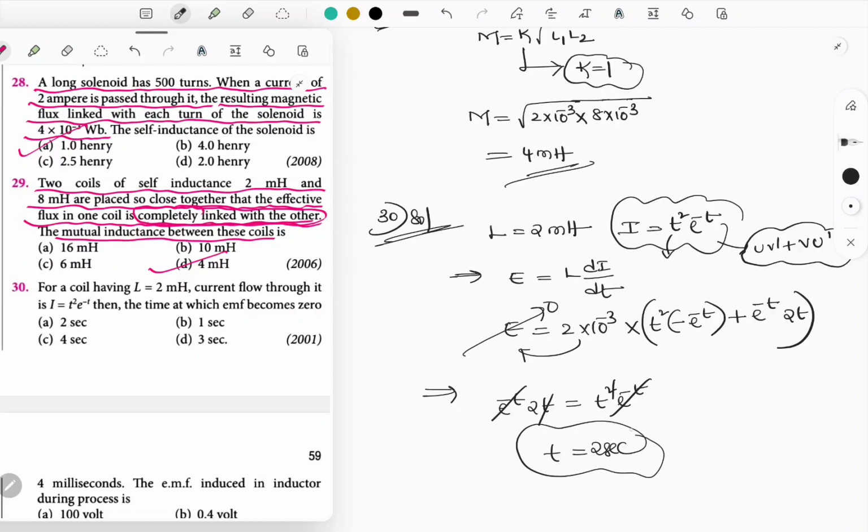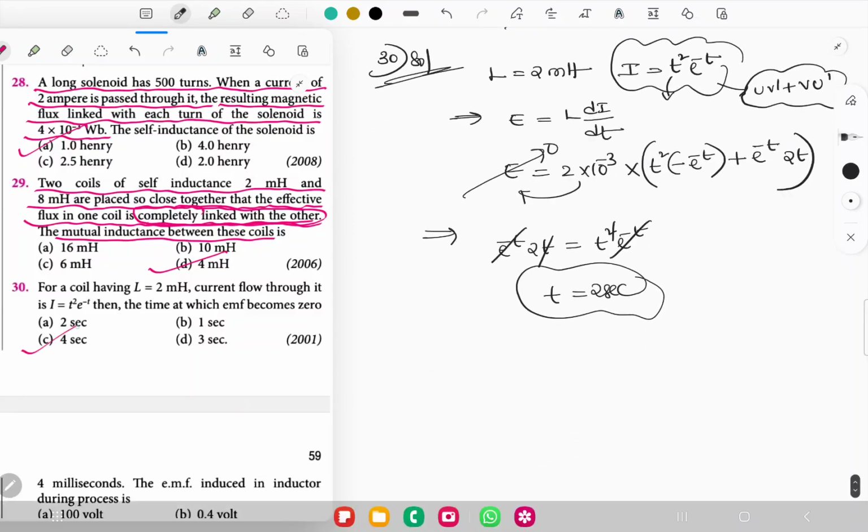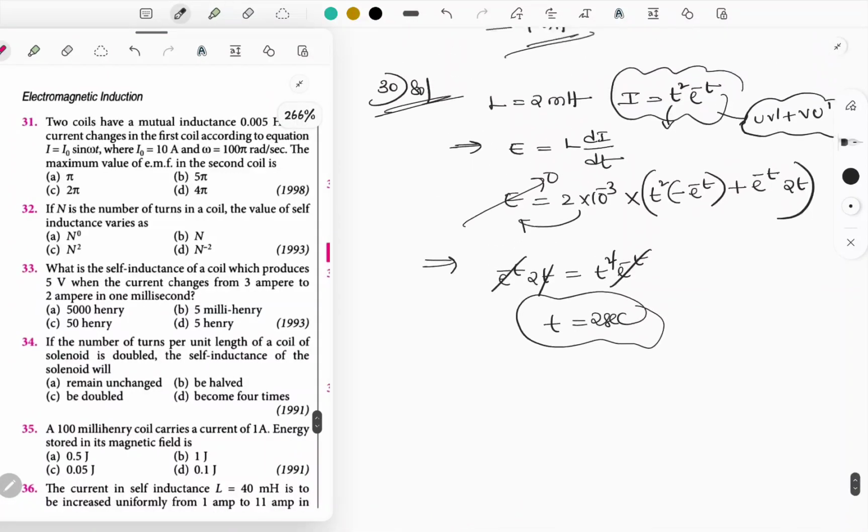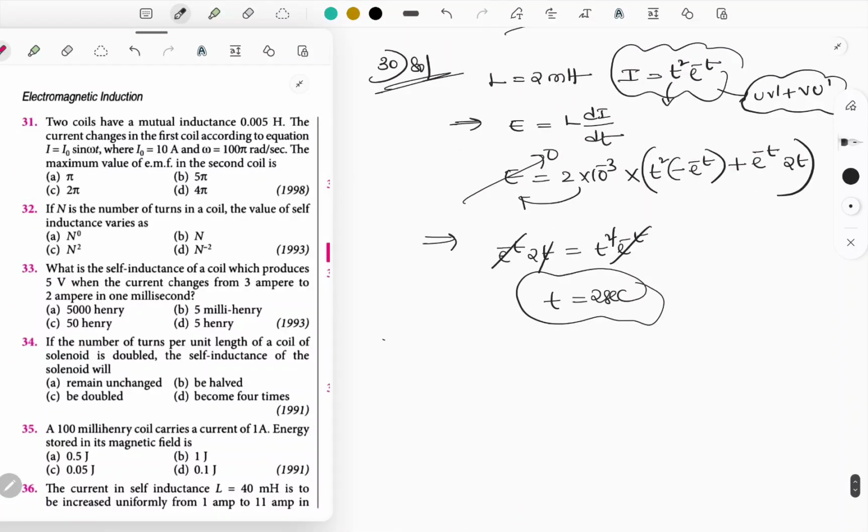This is the time at which EMF is going to be 0 for the given current. Okay, next one. They gave a sinusoidal function here. So, question number 31 solution.